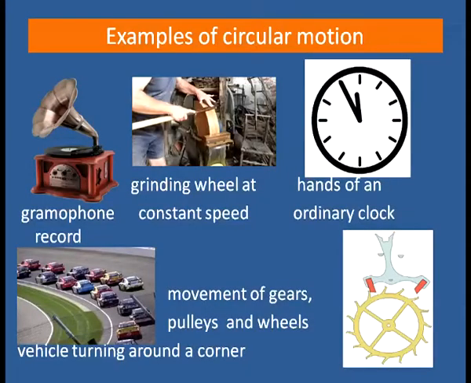Here we are discussing circular motion. Can you give some examples of circular motion in your daily life? Well, you might have seen the motion of a gramophone record, the motion of a grinding wheel at constant speed, the motion of hands of an ordinary clock, also the movement of gears, pulleys and wheels. All these are examples of circular motion. Also, the motion of a vehicle turning around a corner is an example of circular motion. All these are examples of circular motion in your daily life.